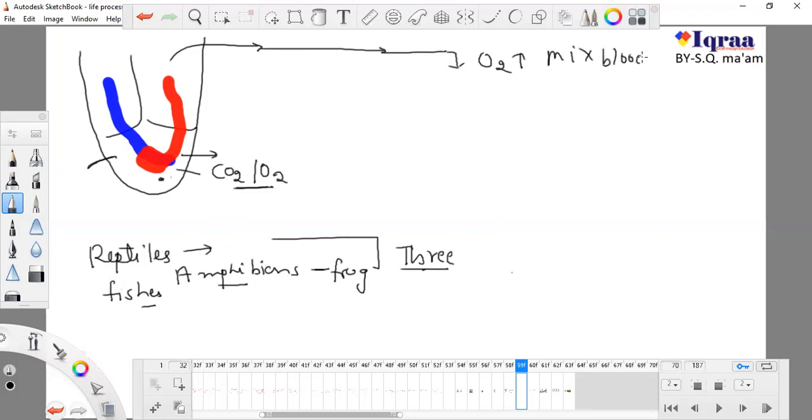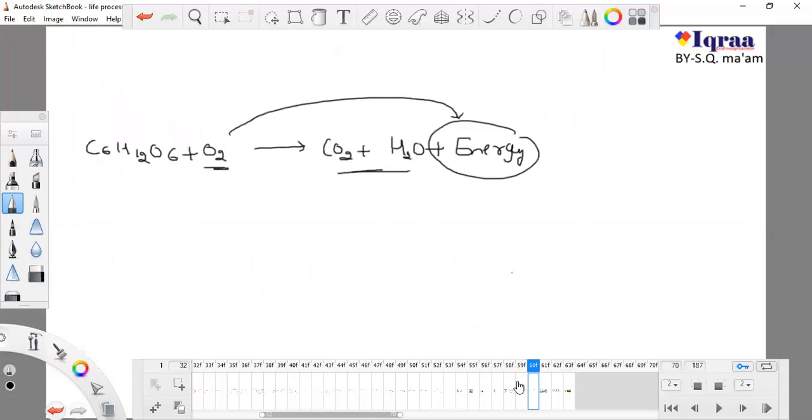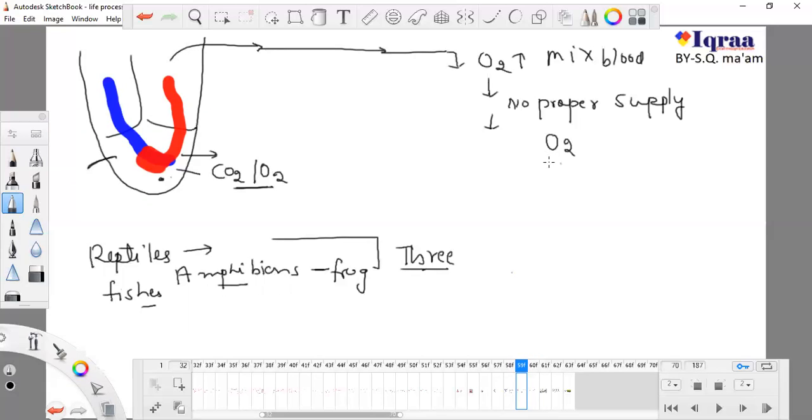That's why if there is mixed blood, there is no proper supply of oxygen. And if there is no proper supply of oxygen, then they will not get full energy, because we know about this formula. There is no proper supply, so they are not getting proper energy.